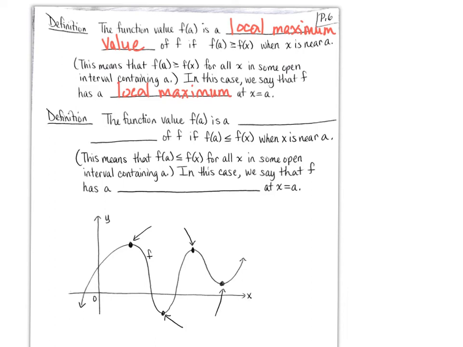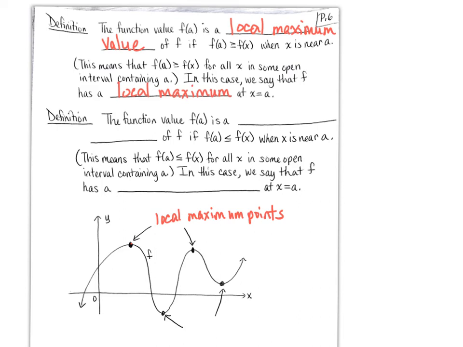So if we look at this graph below, this is our function. Notice that this point is a local maximum value. This point here is also a local maximum value. So this is a point rather. So these are local maximum points, or their local maximum values.